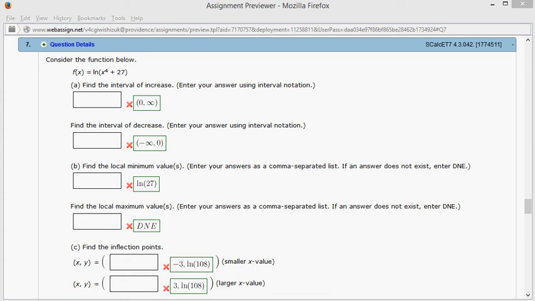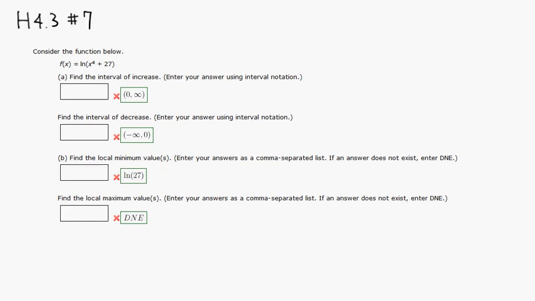Alright, let's look at homework 4.3, problem number 7. We want to find the interval of increase and the interval of decrease for part A. So let's do that. We need to take the derivative.